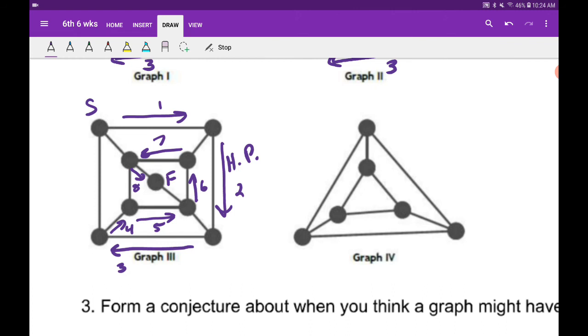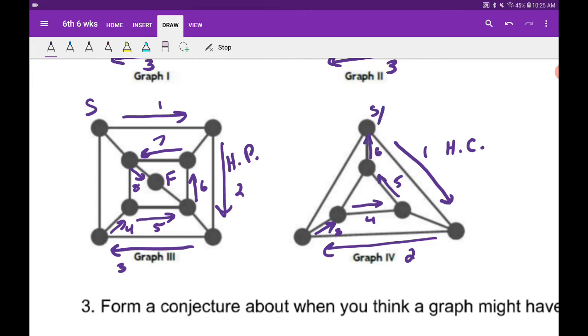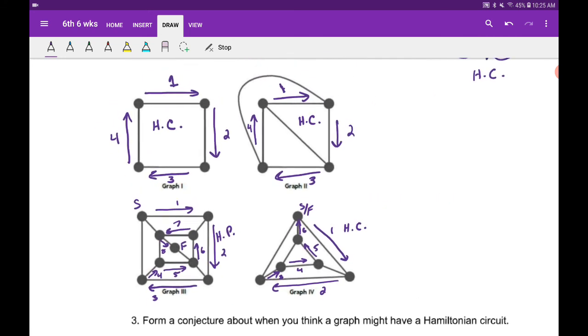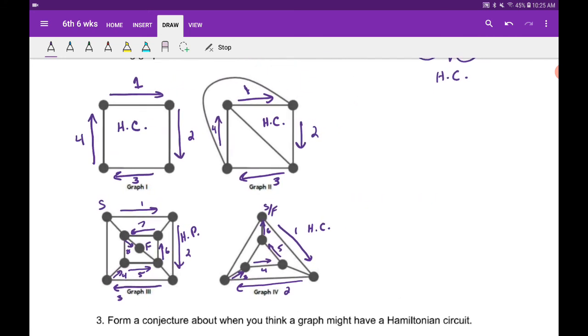Okay, graph 4. This one is a circuit as well. Here's a possible solution. One that way, one this way for 2, going up here, that's 3, this way 4, 5, and 6. Start and finished at that spot. So there are your Hamiltonian circuits and a path, possible solutions. You may have gotten a different solution, that's fine. But there you go.